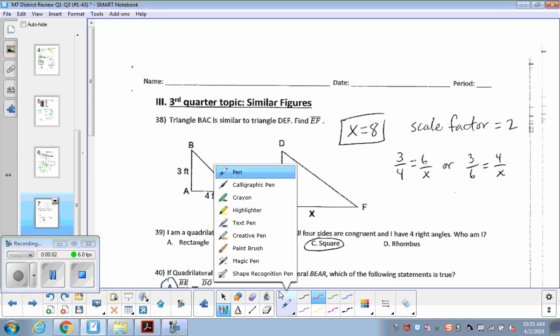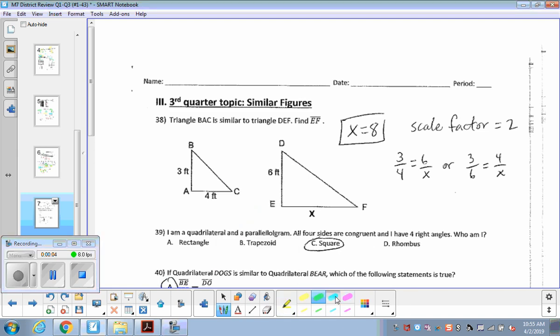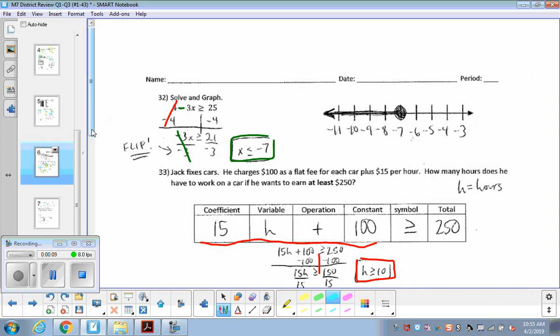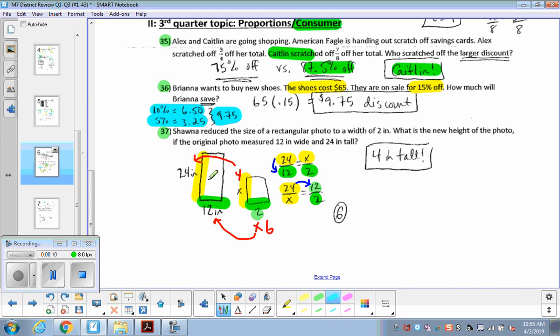In this video, we're going to be going through quarter 3 topic of similar figures. And I do want to remind you guys that question 37 here is technically a similar figures question, but I reviewed it in another video just because it was on the other page.